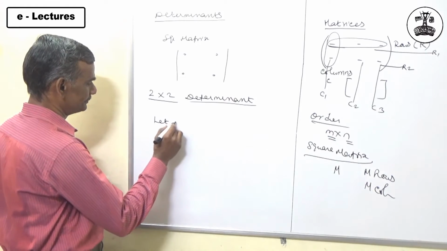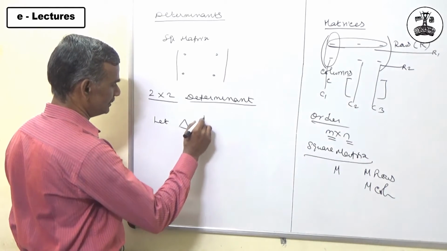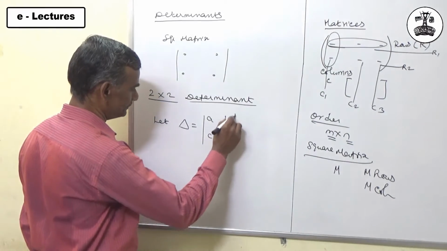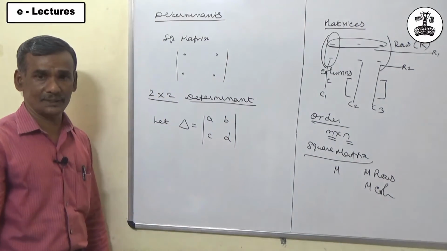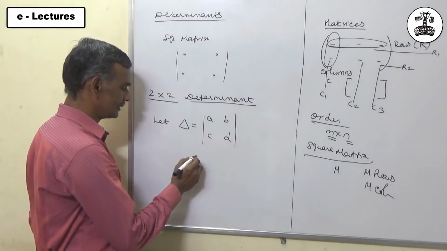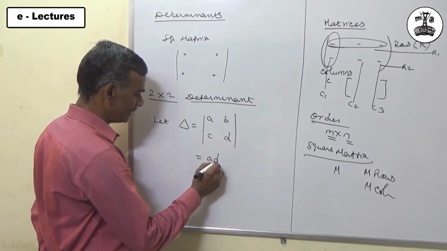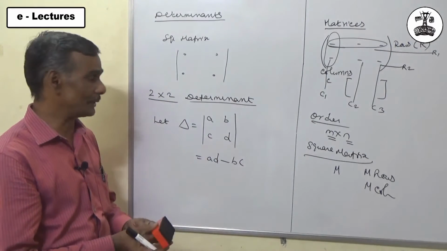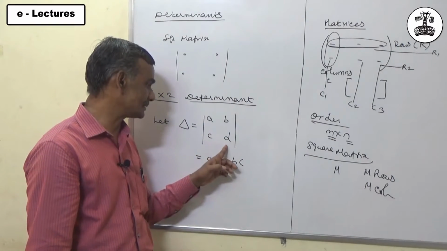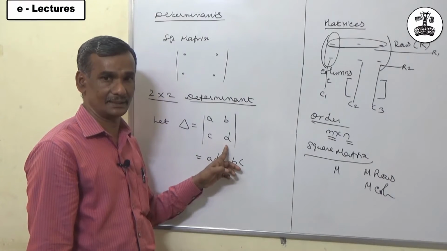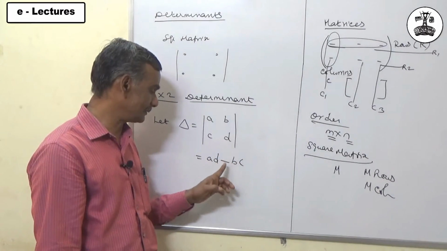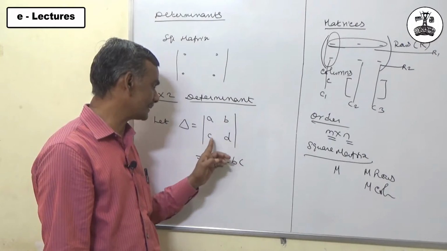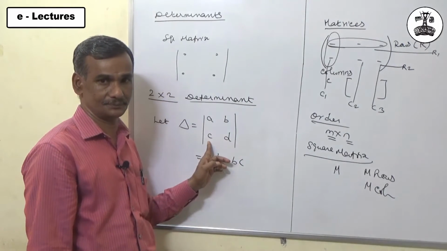Let delta be equal to the determinant with entries A, B, C, D. The value of the determinant is AD minus BC. First, multiply the diagonal elements A into D. Then put a minus sign. Then multiply the off diagonal elements B and C.